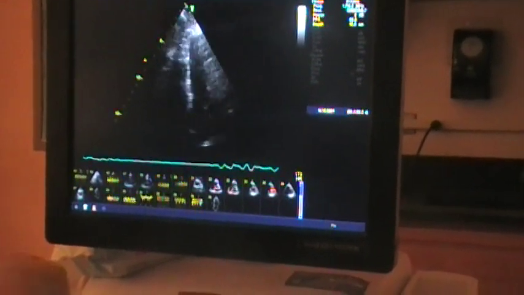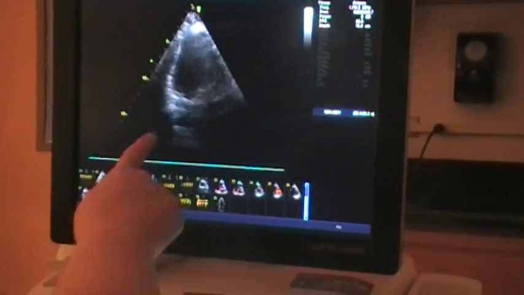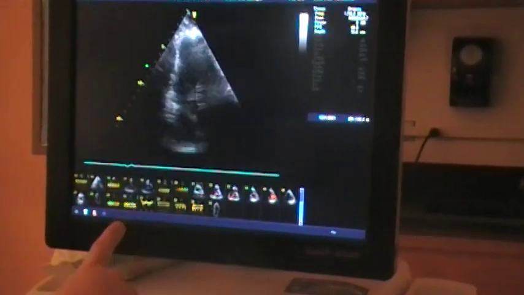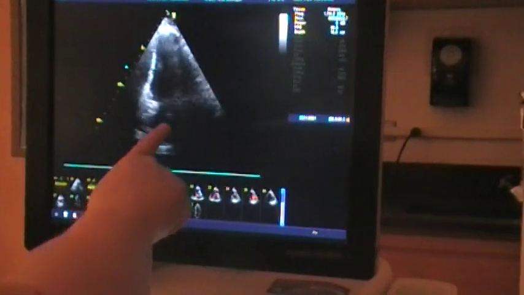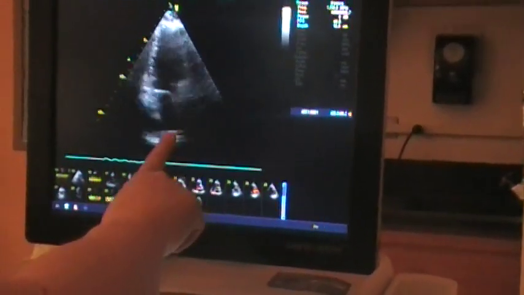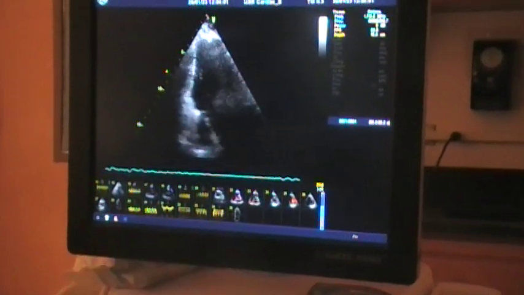Okay, from there you're going to rotate counterclockwise a little bit more until you see your aorta coming in over here. And this is your 3-chamber view. Sorry, it's not the best. My hand's gone numb on me. So this is your aorta here, right there. So this is LVOT and aorta below that.